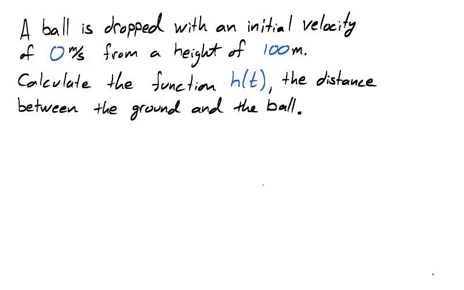Suppose a ball is dropped with an initial velocity of 0 meters per second from a building which is 100 meters tall. Imagine wind resistance is irrelevant. Find the function representing the height of the ball with respect to time.